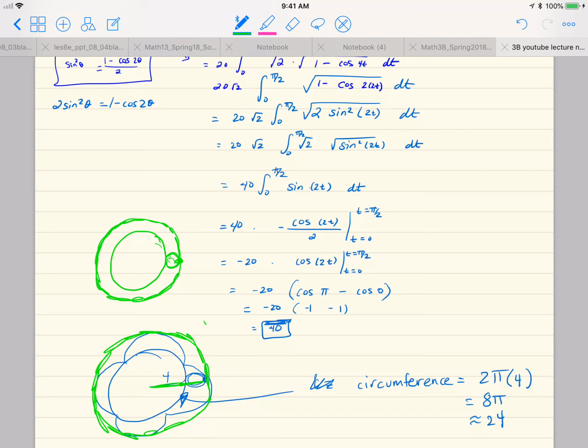And what is the radius of this larger circle? 4 plus 2, which would be 6. And so now our new circumference would be 2 pi times r, so 2 pi times 6, which would be 12 pi, which is about 36, a little bit more than 36, which is close to the 40. Okay, so it seems like we did it correctly there. So I just wanted to point that out to you as well.